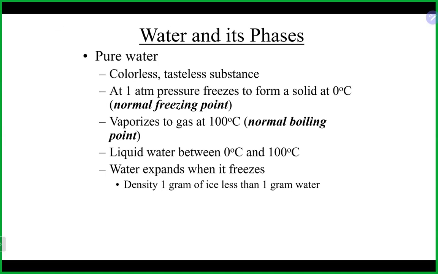It is liquid water between 0 and 100 degrees Celsius, and water expands as it freezes, which you're probably aware of. Water is an unusual substance: liquid water's density is 1 gram per milliliter, but solid water, which is ice, is actually less dense than liquid water. That's because when water molecules come together, as we'll talk about, they create a pretty big volume or space between the different water molecules when they freeze. And you probably have seen this.